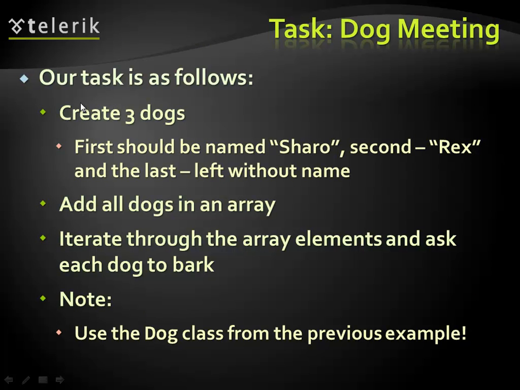So now we're continuing with the dog class. We are creating 3 dogs, 2 of them with a name and 1 without a name. Put them all in an array, go through the array, and make each one of them bark. And use the dog from the previous example.